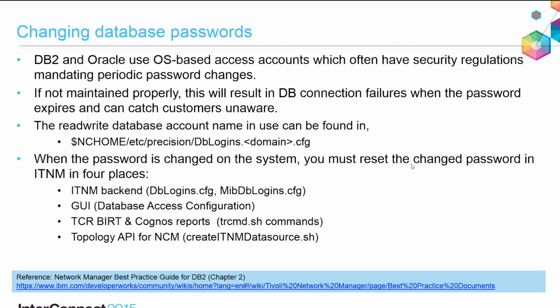So there are 4 places: the ITNM backend, that's in the DB logins, as well as the MIB logins, 2 files there. In the GUI, there's a GUI that will actually allow you to change it, and that will work for the GUI itself. And then the BIRT and Cognos reports need adjusting as well, and there are commands to do that. And if you're using NCM, the NCM uses a topology API, and so there's a script there that will change the password for you.